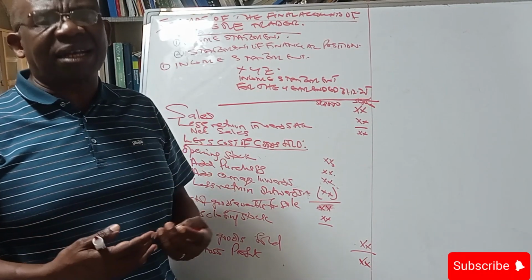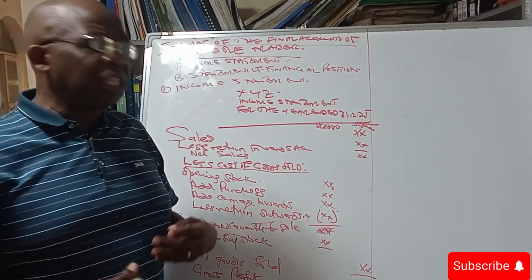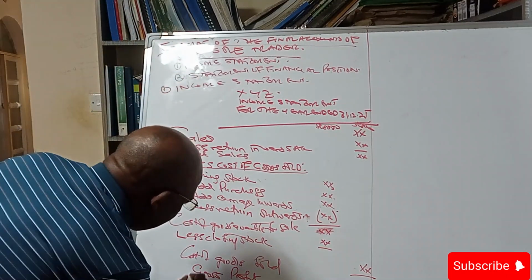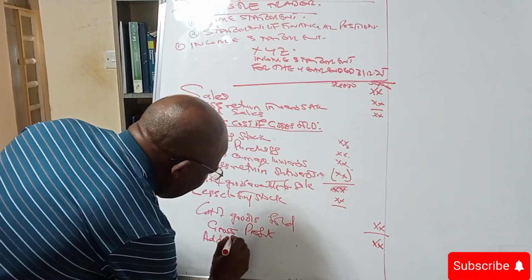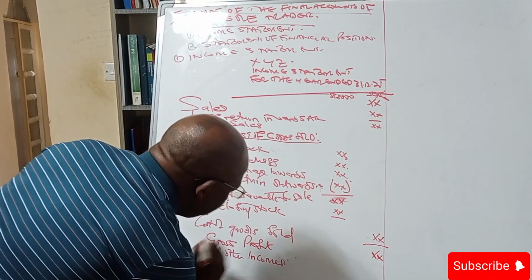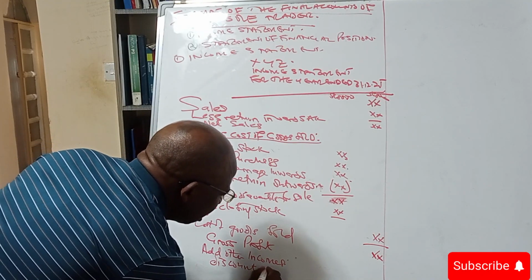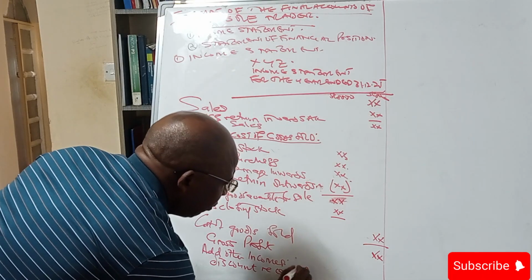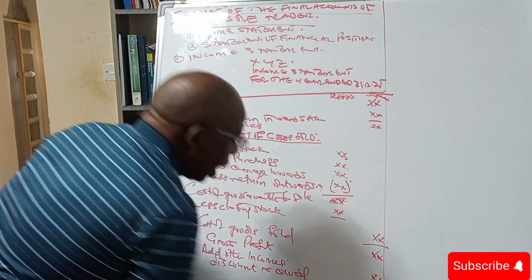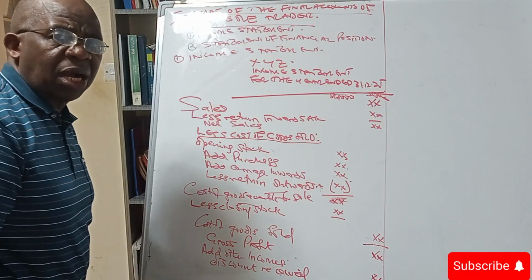Once you get it that way, this business may have other investments or other things that are generating income for it. And therefore we say, add other incomes. And we have said one of the incomes is discount received. I have done a video on discount accounting, and this is where we bring it.